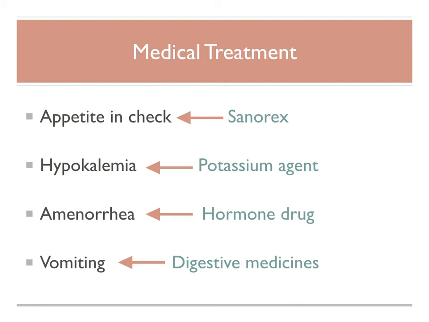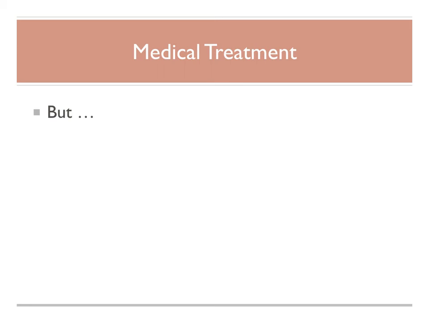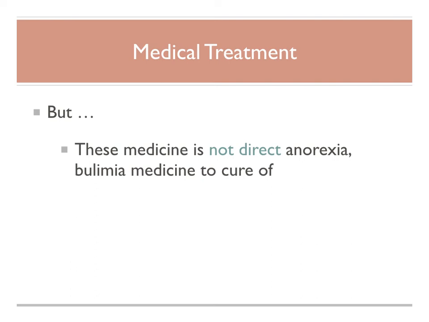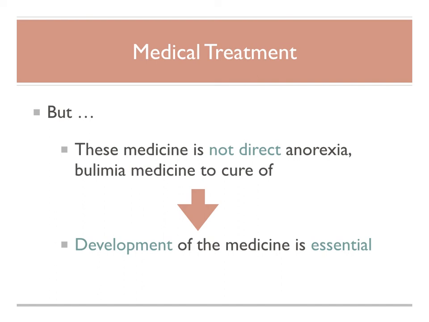However, these medicines are intended to keep the symptoms from worsening, to prevent secondary effects or to check a vicious circle, and they are not anorexia or bulimia medicines that directly cure it. Therefore, the future problem is that development of a medicine which can directly cure anorexia and bulimia is essential.